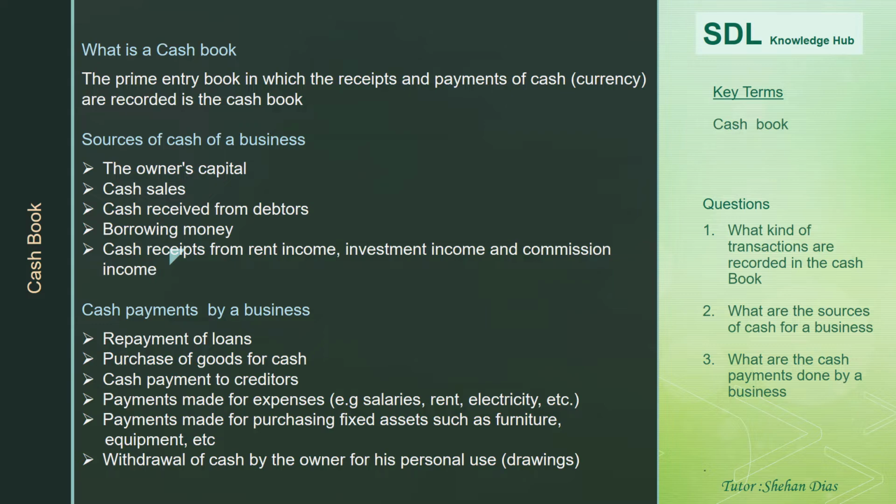First, we'll look at what is a cash book. Now, the cash book is also a prime entry book which records the receipts and payments of cash. So, what are the sources of cash receipts for a business?